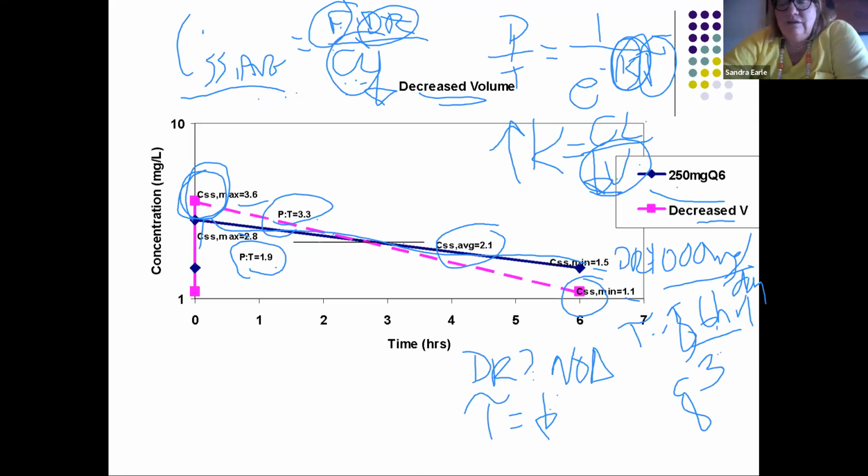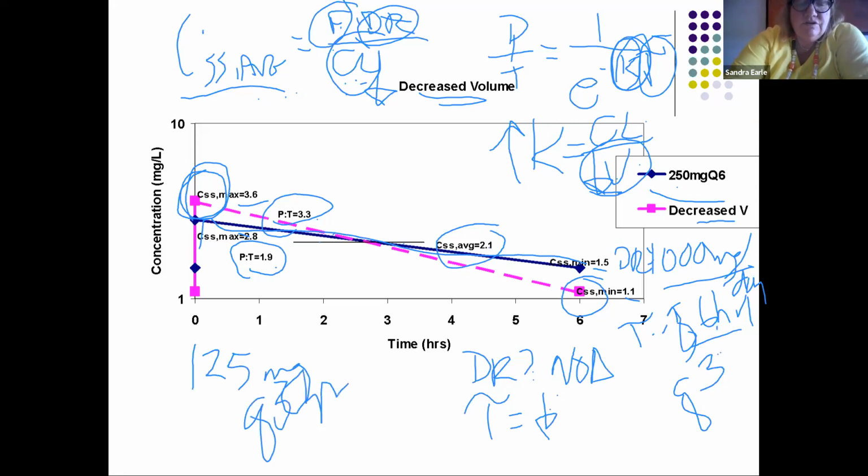Which probably we're not going to do in real life, but anyway, we're just giving some examples here. So we'd have to divide 1,000 by 8, right? Because if it's every 3 hours, it's going to be 8 doses. So the new dosing regimen will be 125 milligrams Q3 hours. Sorry, I can't write very well.